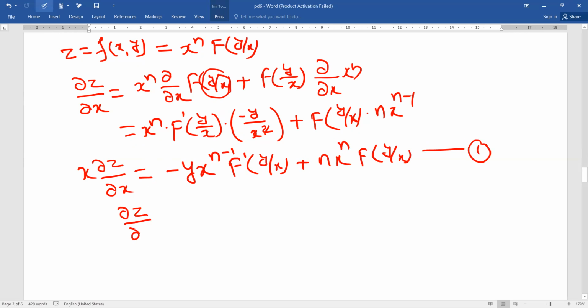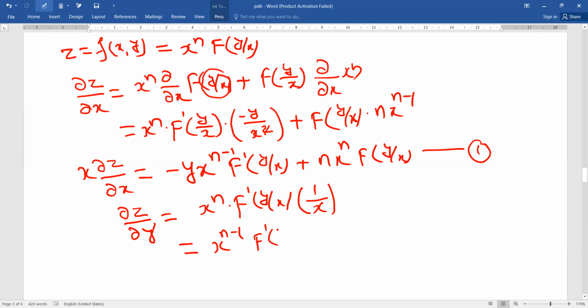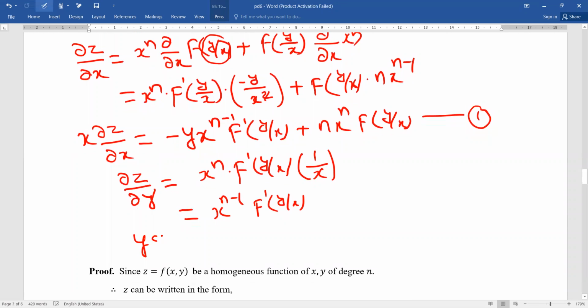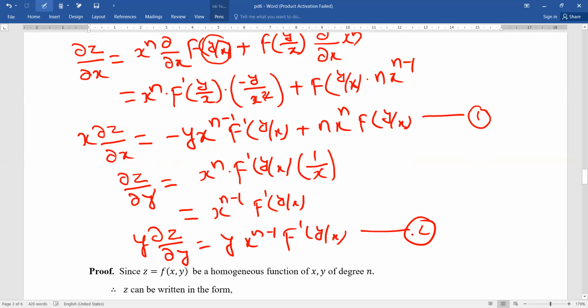Now similarly, find del z by del y. So it is x to power n is constant. f of y by x के डेरिवेटिव हो जाएंगी f dash y by x, and further derivative of y by x with respect to y will be 1 upon x. So it will become now x to power n minus 1 f dash y by x. इसको y से मल्टीप्लाई कर रहे हैं, so y del z by del y, it will be y x to power n minus 1 f dash y by x. Let us suppose that it is number 2.